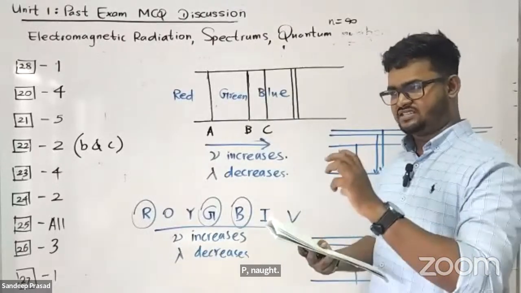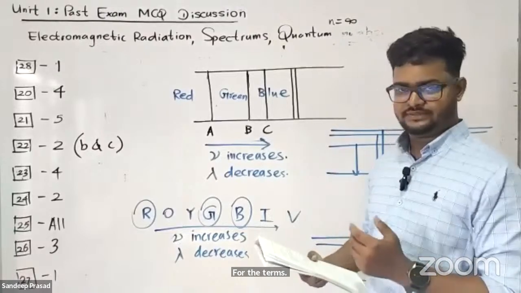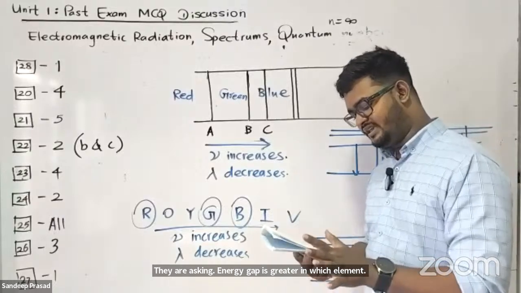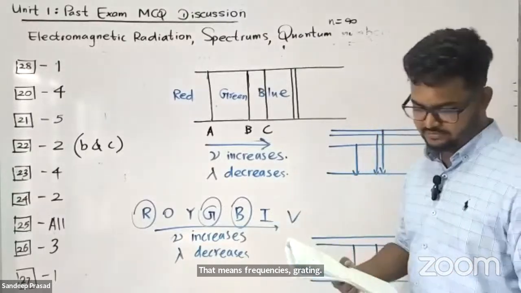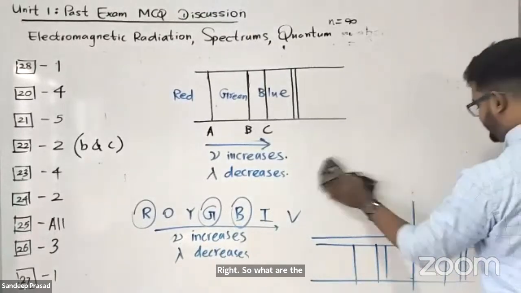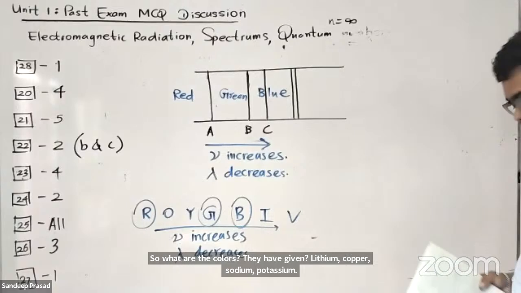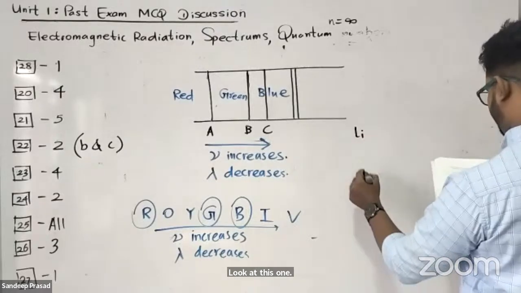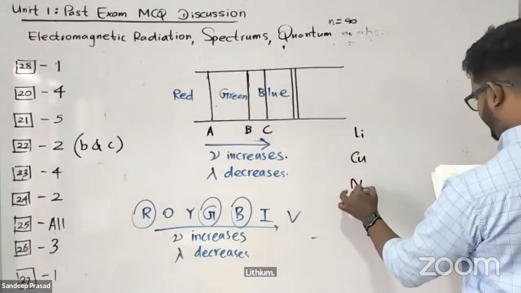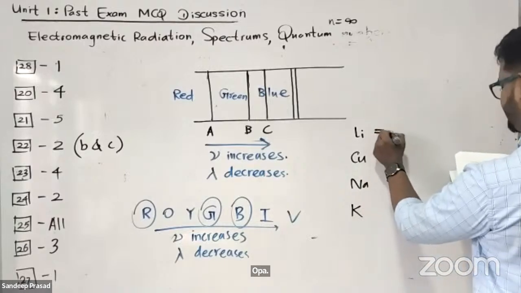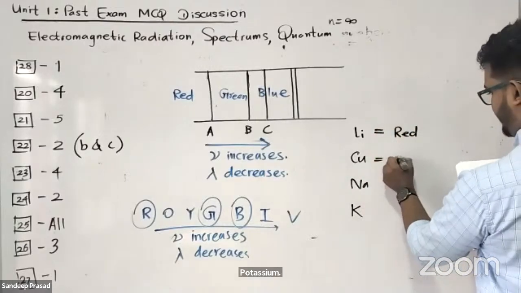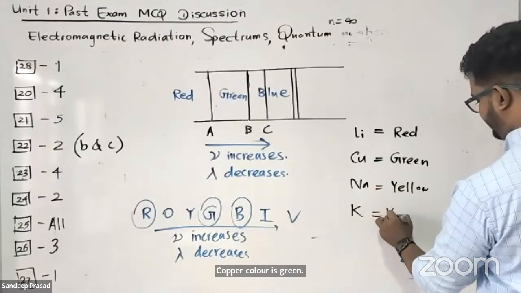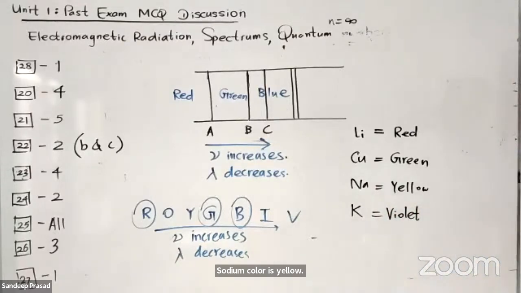So that means they are asking in which element the energy gap is greater. That means in which element the frequency is greater, right? So what are the colors they have given? Lithium, copper, sodium, potassium. These are the elements and their colors are also given. Lithium color is red. Copper color is green. Sodium color is yellow. Potassium is violet. So these are the four colors they have given.